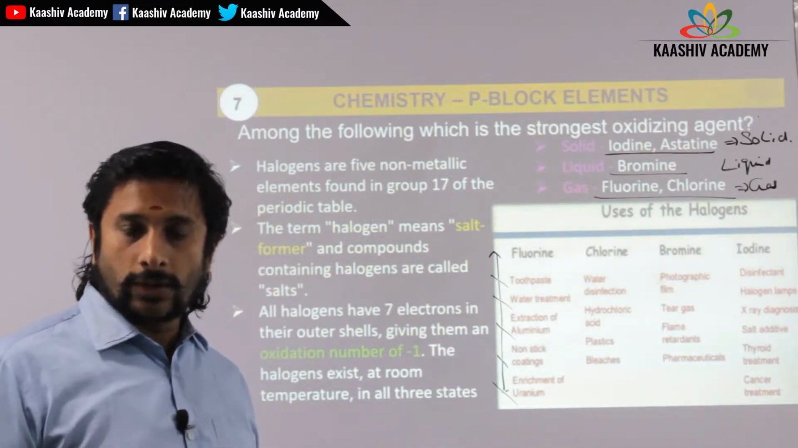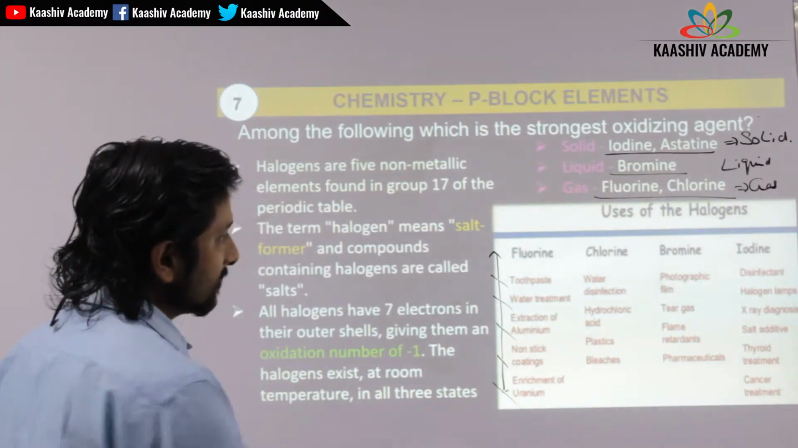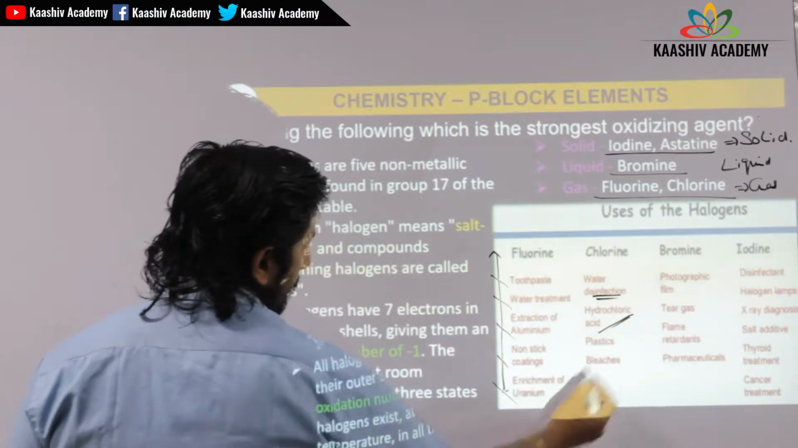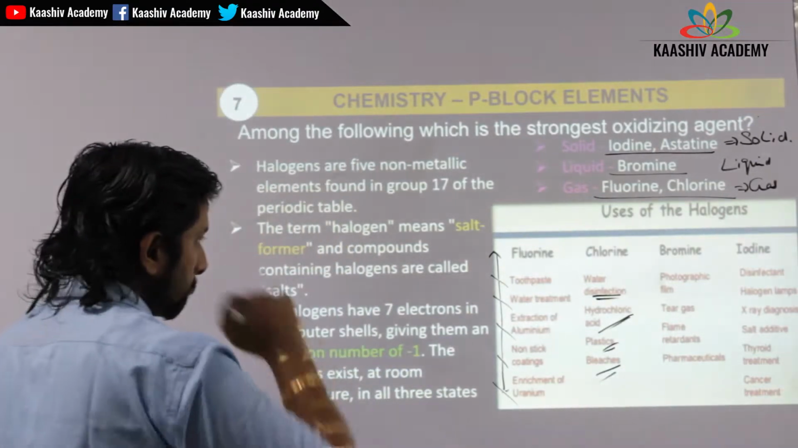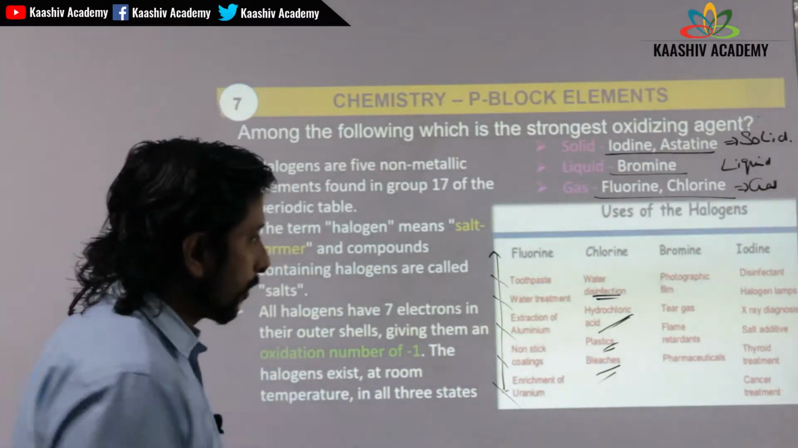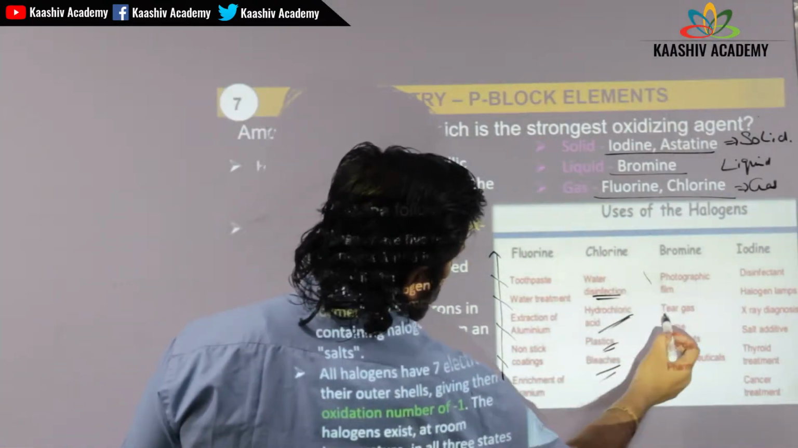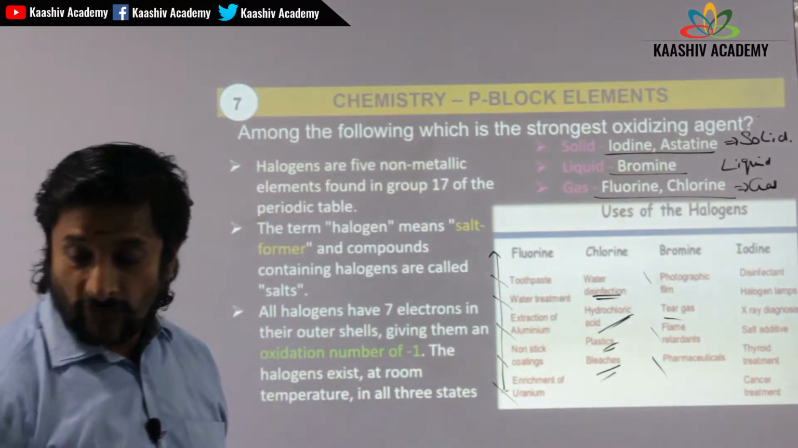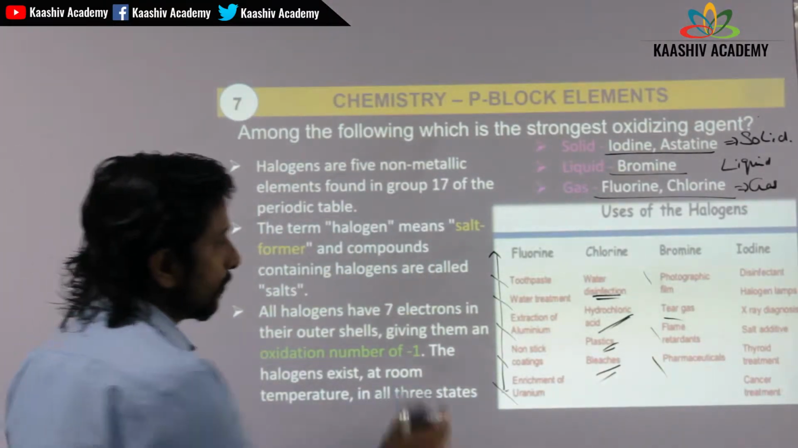To clean up the water. Okay, so it's a water disinfection. It's used for preparing hydrochloric acid, plastics and bleachers. Bromine is used in your photographic films. Okay, obviously photographic film, tear gas, flame retardants and pharmaceuticals. So they are used in medicine preparation also.